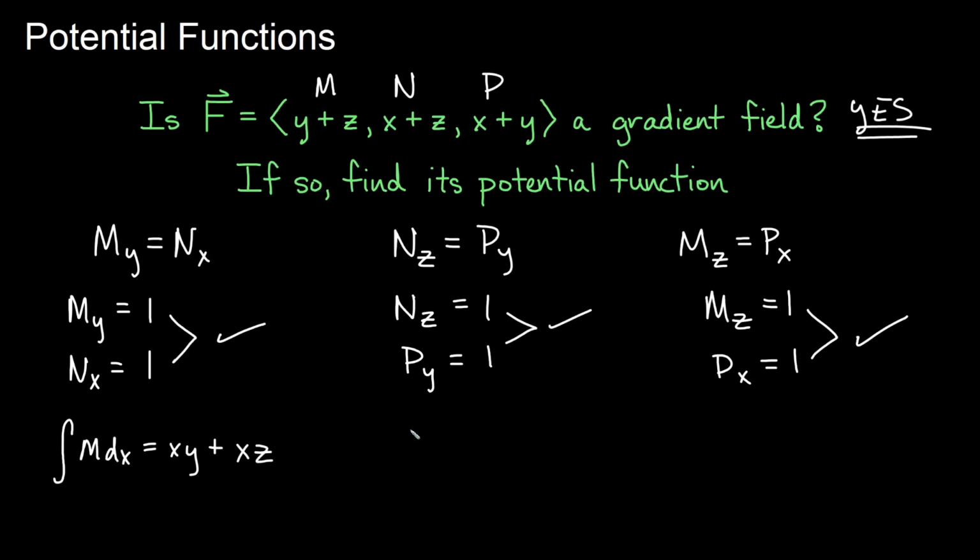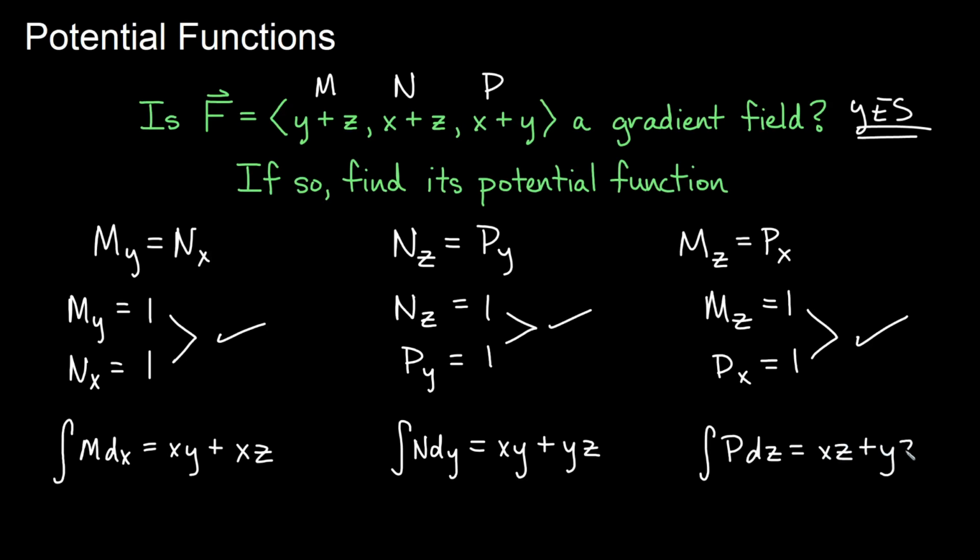Integrating this with respect to x is going to give us xy plus xz plus some constants possibly, right? Integral of N with respect to y, because this should be partial f_y if it's a gradient field, then I get xy plus yz plus some constants possibly. And then last here, integral of P dz, because this should be a partial f_z, so integrate with respect to z, and here we would get xz plus yz.